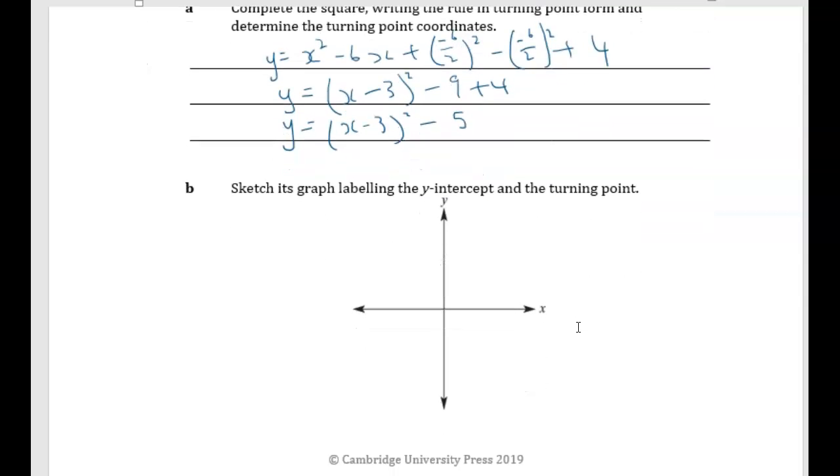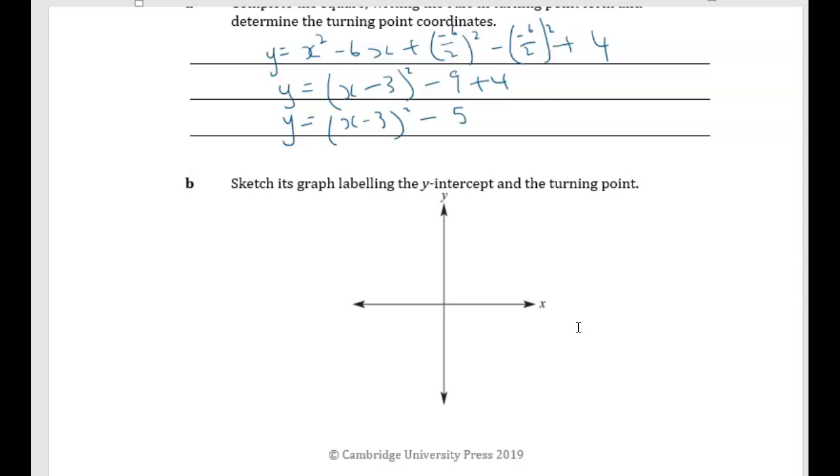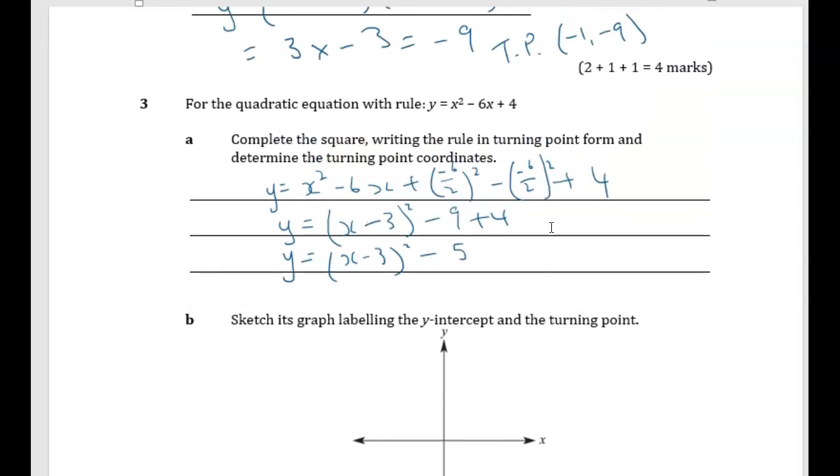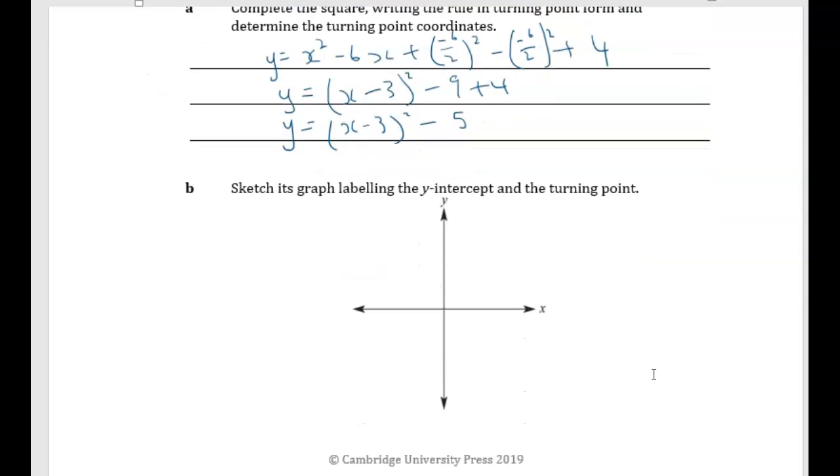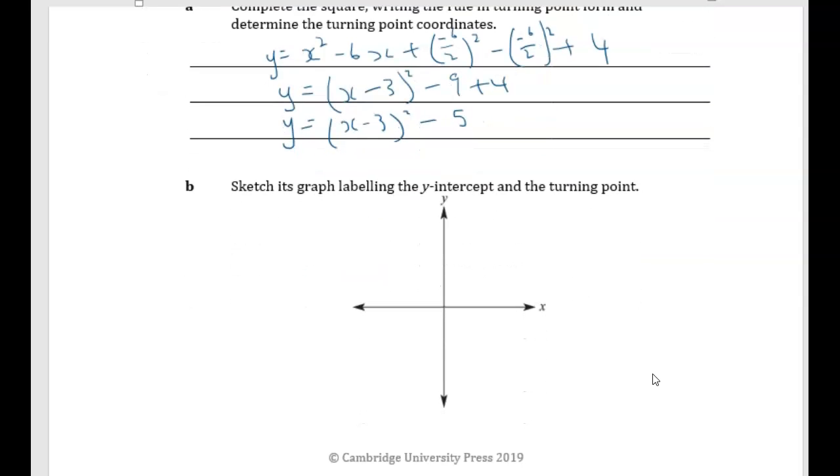All right, sketch it on the graph, labeling the y-intercept and the turning point. Did we get the y-intercept? Remember, when it's expanded, your y-intercept is the constant, so your y-intercept is 4, and we're just going to put that on. Your turning point is h and k, so it's going to be 3, negative 5. So 3, and I'll do negative 5 down here.